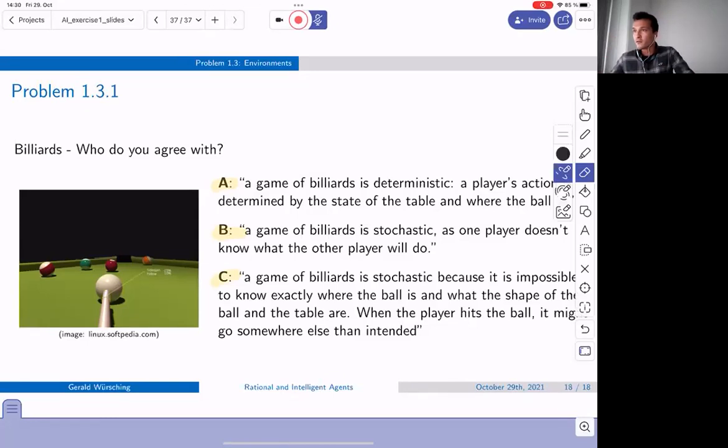Okay. Let's see. Okay, is the environment fully observable and known? I don't know to which this refers right now.